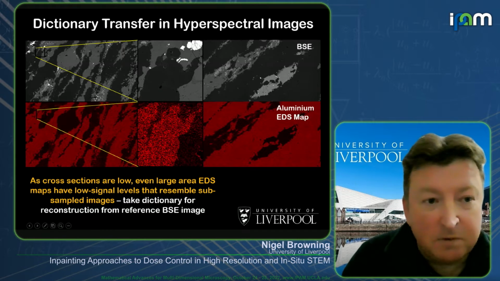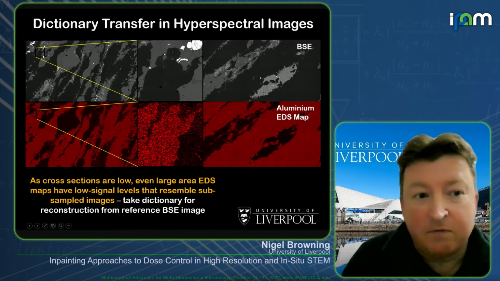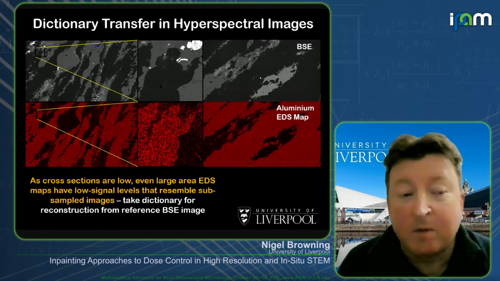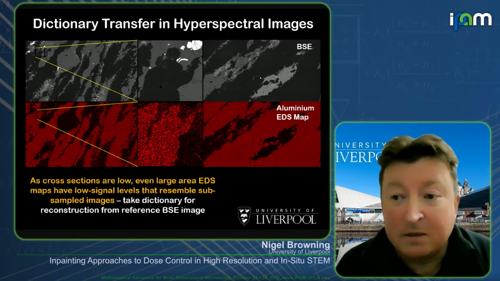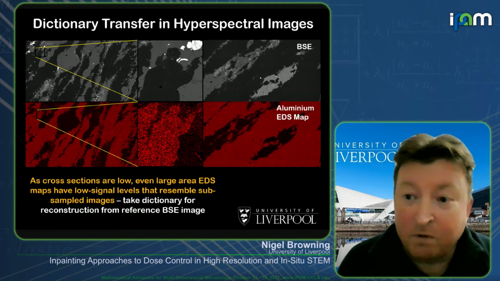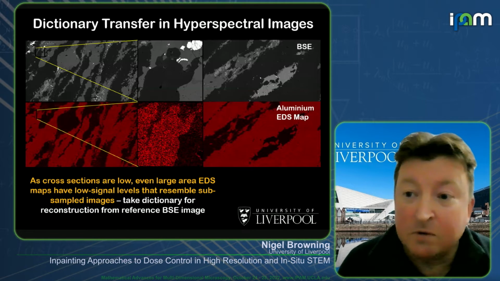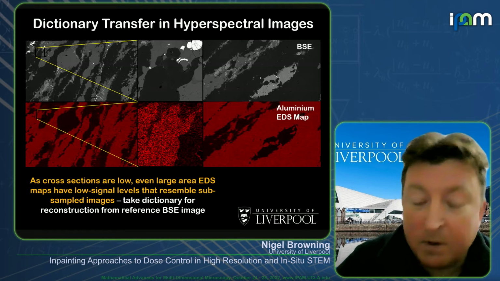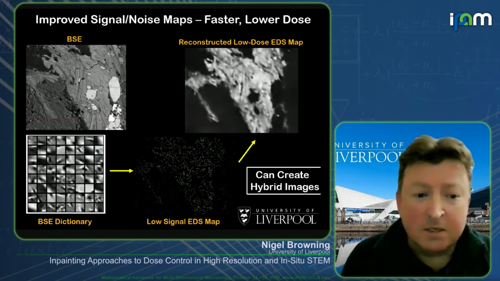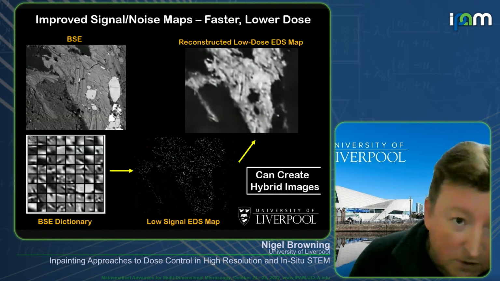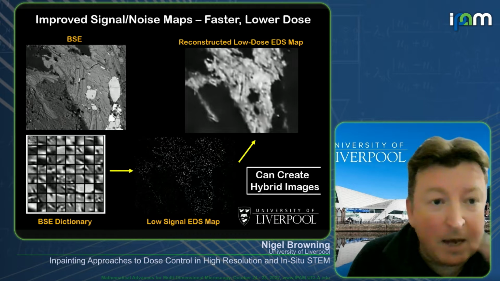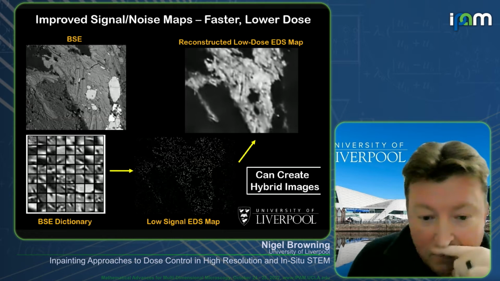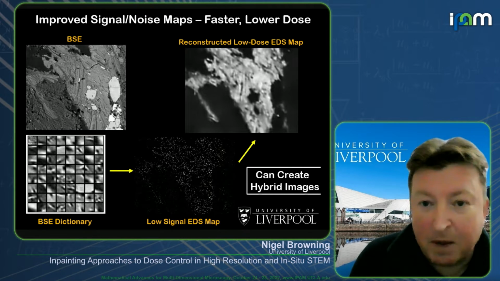What's more, because we've got this wonderful, very high contrast, very high resolution backscattered electron image here, we should be able to use the dictionary from our backscattered electron image to in-paint our EDS map. And what we've done there is then get a much higher resolution or a higher signal level with better contrast and better resolution from our EDS map by using this approach. So here's what it looks like. Here is a high resolution backscattered electron map that you can see on the image on the top left-hand side. That's the dictionary. In the middle at the bottom, that's what the low signal EDS map looks like.